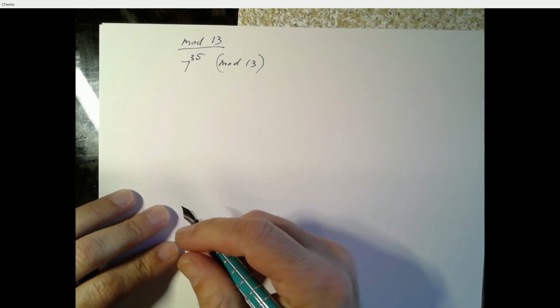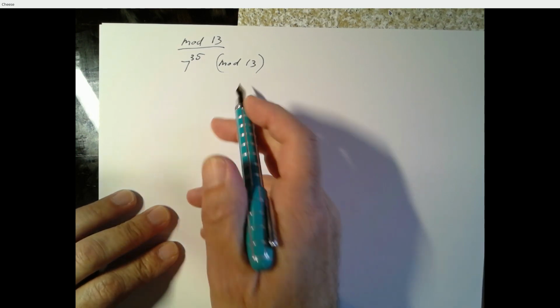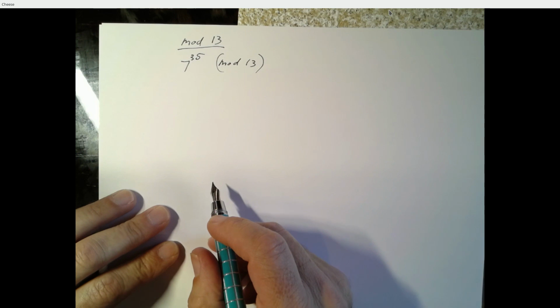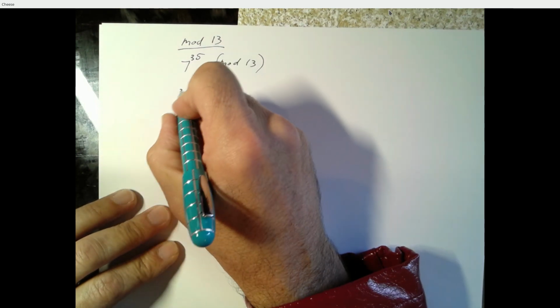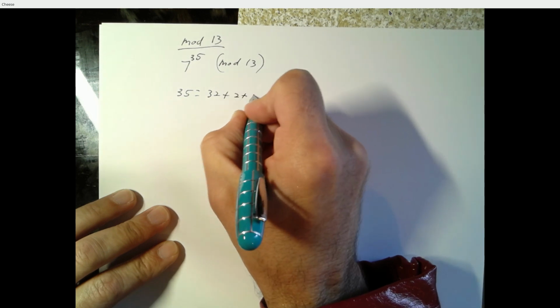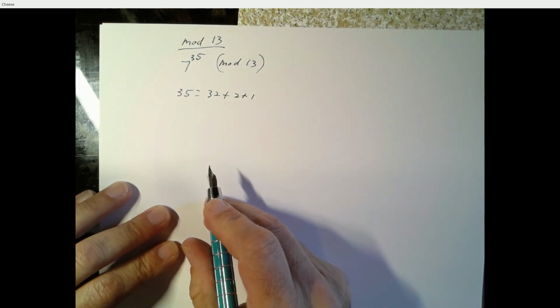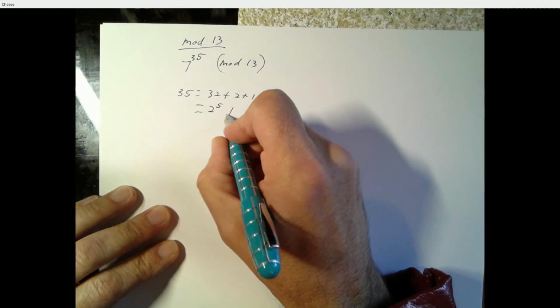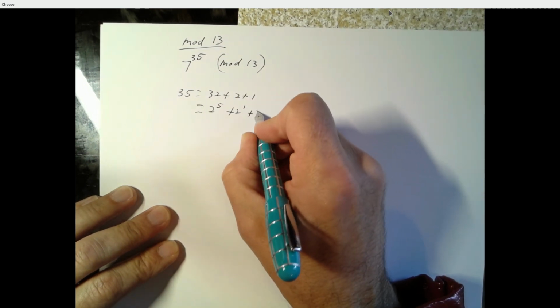We could multiply 7 by itself 35 times and then divide by 13 and find the remainder. But if these numbers are really big, that's going to be very inconvenient. So we're going to use a trick. So here's what we did in class. 35 equals 32 plus 2 plus 1. We write this as a sum of powers of 2, right? And this is 2 to the 5th plus 2 to the 1 plus 2 to the 0.